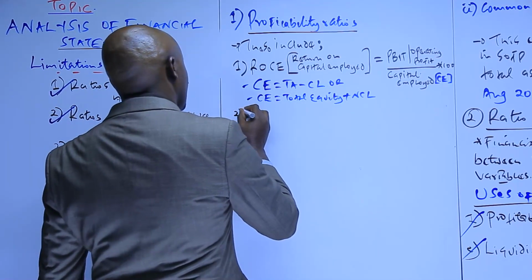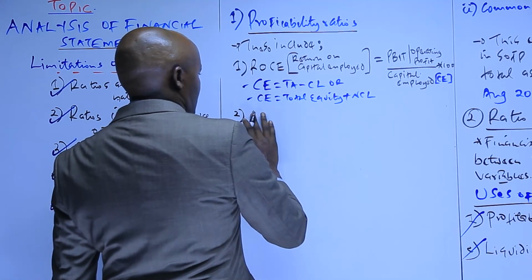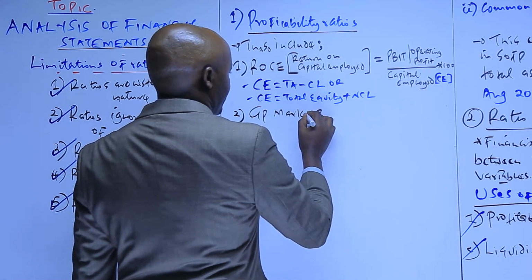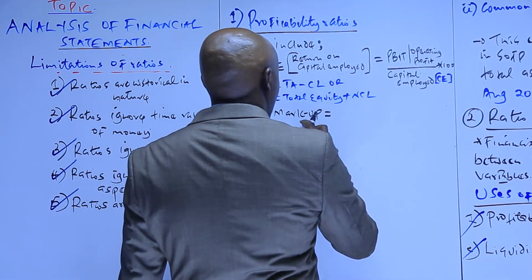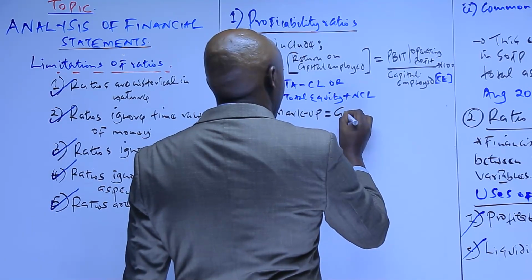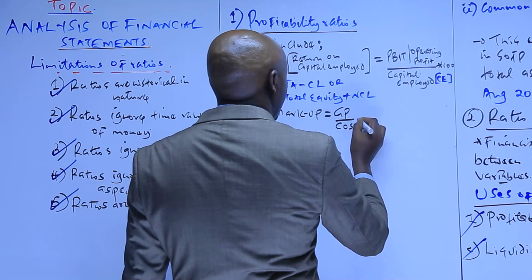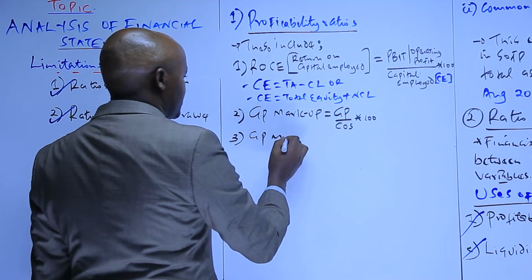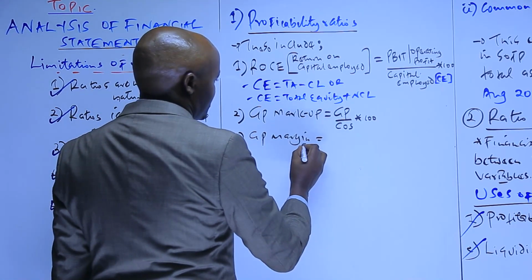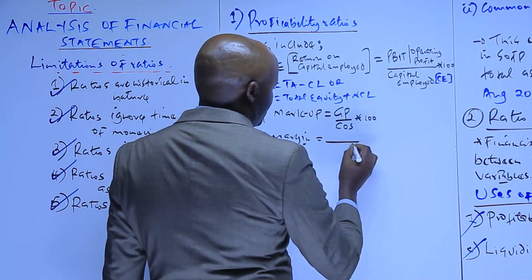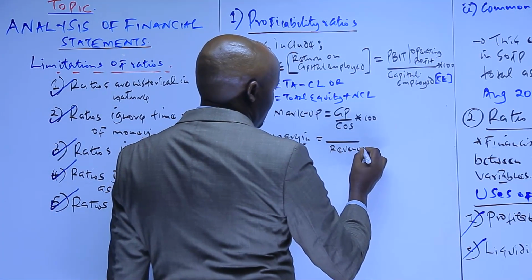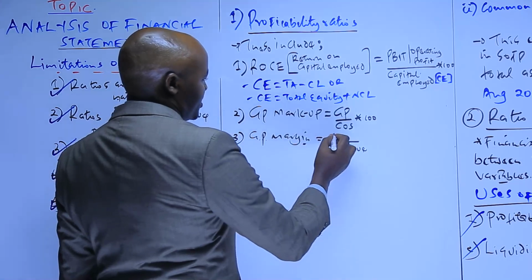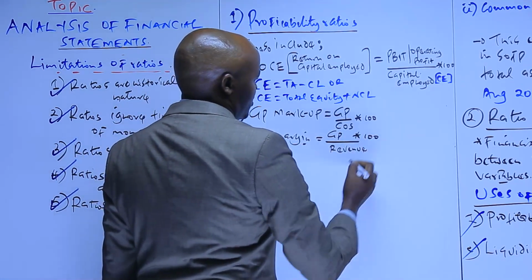The other profitability ratio is what we refer to as the gross profit markup. This is computed by taking the gross profit of the company divided by the cost of sales, times 100. Number 3, we have gross profit margin. Anytime you see the word margin in the computation of these ratios, the denominator is always revenue, and the numerator is the word which comes first, that is gross profit. So that is how we compute that.